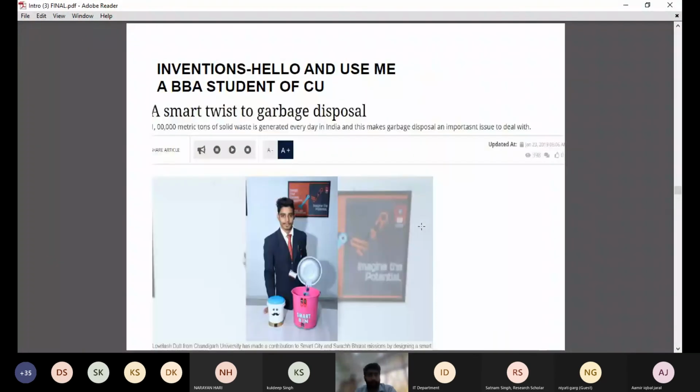Now, here is another example of one student from another university who has invented a smart dustbin, wherein you can share your feelings with the dustbin and the dustbin will give you rewards. Plus there is some other artificial intelligence associated with the technology. He is a BBA student, he doesn't know any technology, but what he has is a problem solving attitude. He always takes help from his friends from other departments to innovate and invent something.